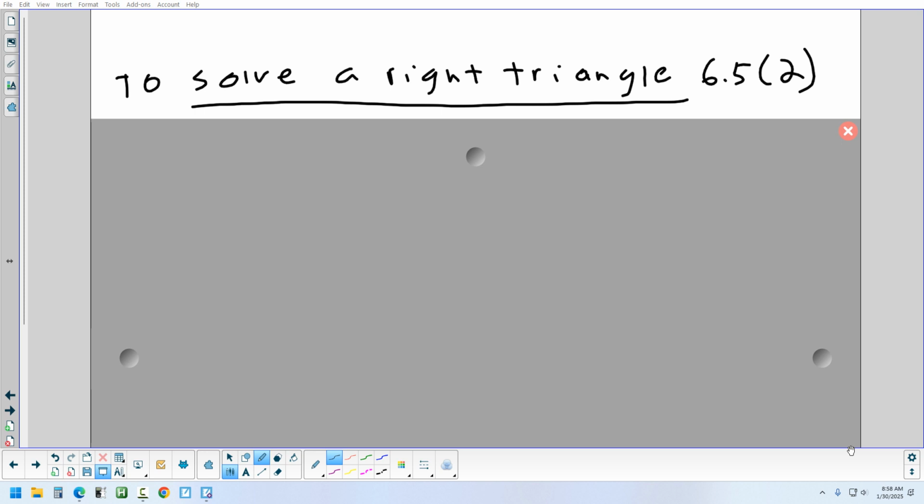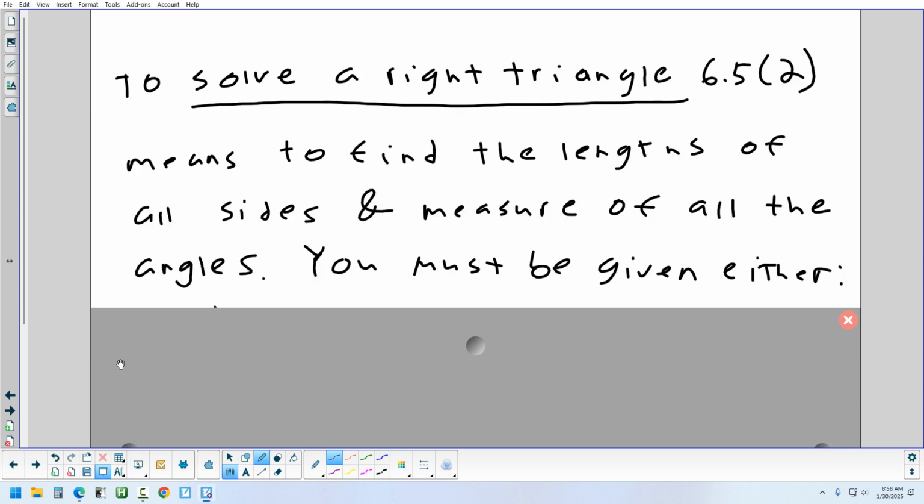So we're going to finish up section 6.5, and the first thing we're going to look at is what it means to solve a triangle. When they ask you to solve a triangle, that means you need to figure out all the sides and all the angles. But we know we're working with a right triangle, so we already know one angle in every problem. That's a 90.